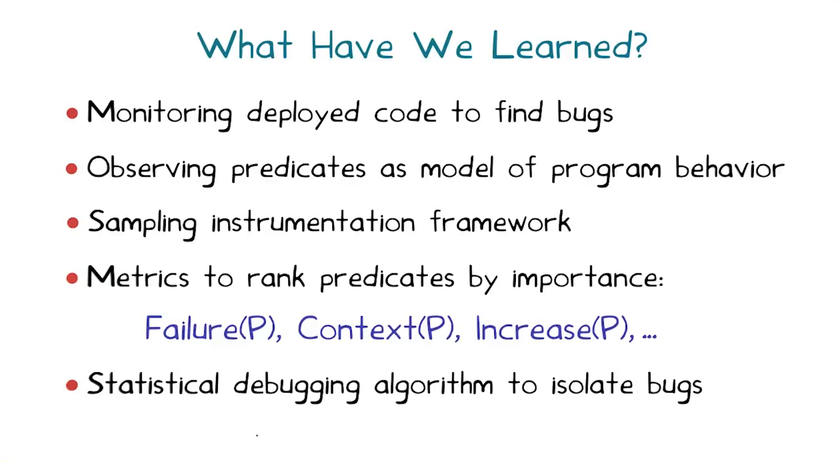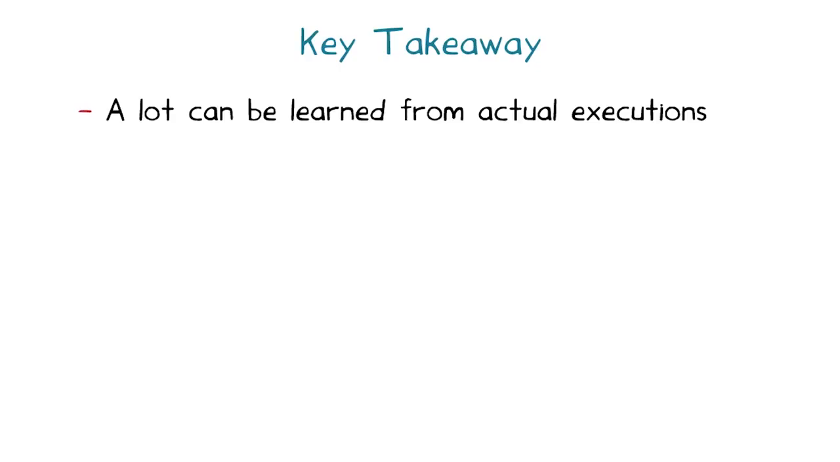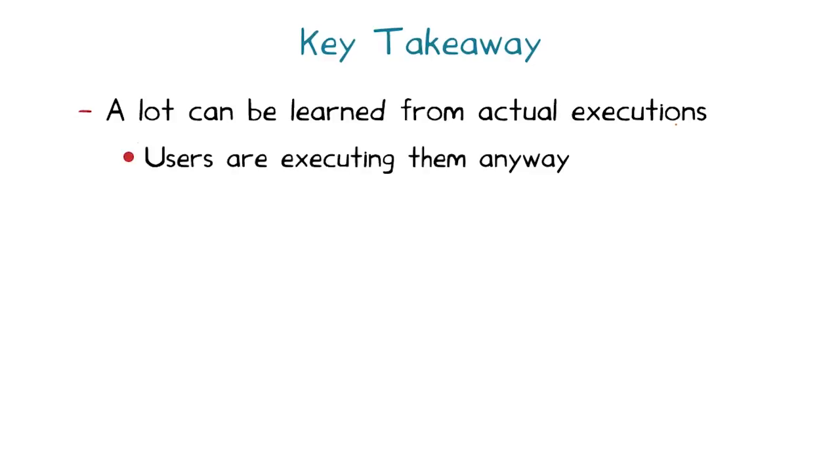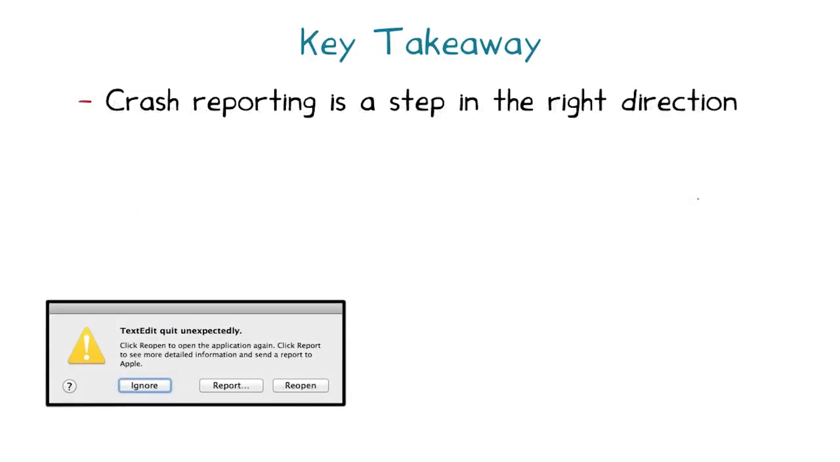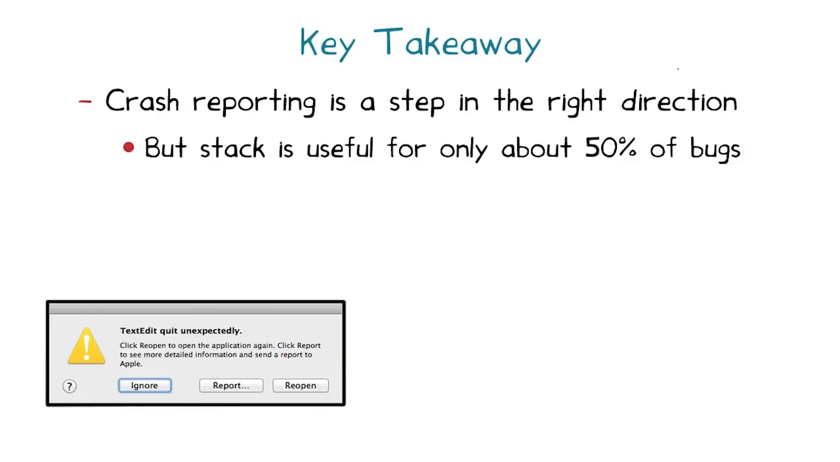We just touched on the basics of statistical debugging in this lesson. If you'd like to learn more, an in-depth treatment of this topic can be found from the link in the instructor notes. The key takeaway from this lesson, though, is that we can learn a lot from the actual executions of software by users. These executions of the code are going to happen anyway, so we should capture some of that information. The common practice of sending crash reports after a failed execution is a step in the right direction. But stack traces have been shown to be useful for only about half the bugs that crop up in the lifetime of a piece of software.